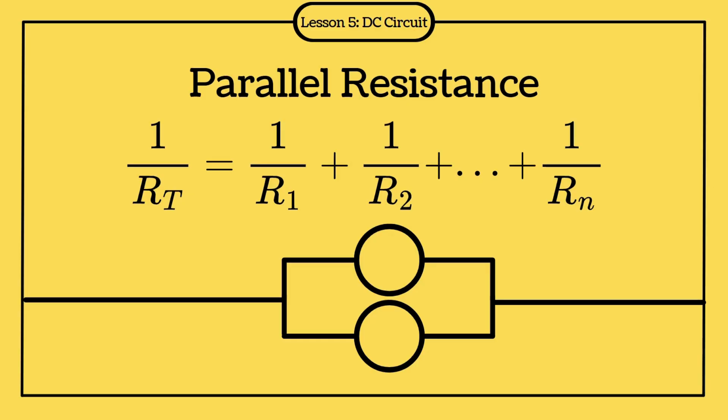For example, if both of these resistors had a resistance of 100 ohms, then 1 over the total resistance would be equal to 1 over 100 plus 1 over 100, which is 1 over 50. Taking the reciprocal of both sides, which effectively flips both fractions, we get the total resistance to be 50 ohms. So the equivalent resistor would be a single 50 ohm resistor.